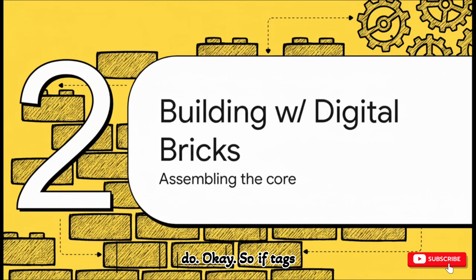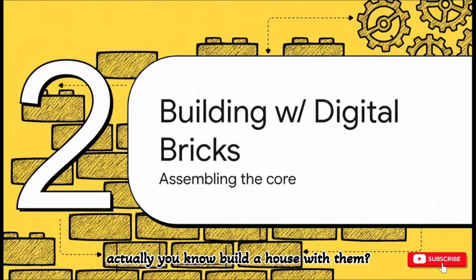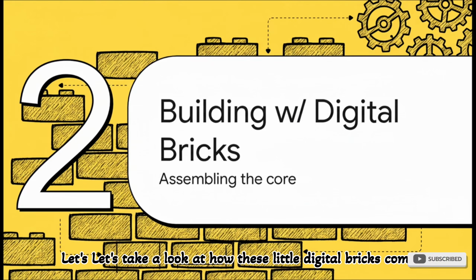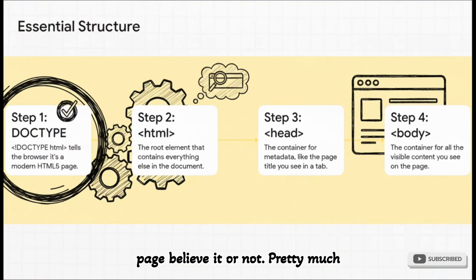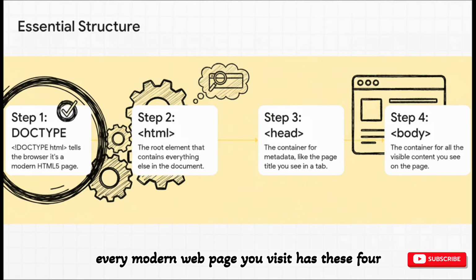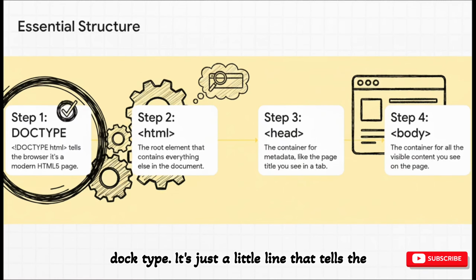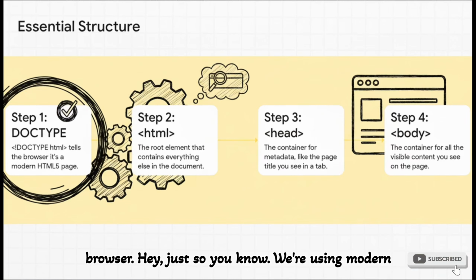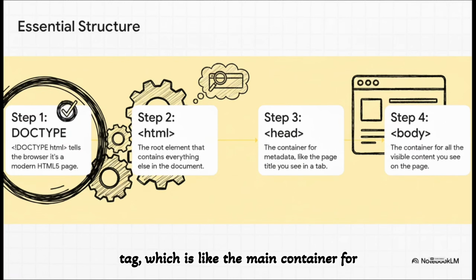Okay, so if tags are the individual bricks, how do you actually build a house with them? Let's take a look at how these little digital bricks come together to create the core of a web page. Believe it or not, pretty much every modern web page you visit has these 4 essential parts. First up, you've got the doctype. It's just a little line that tells the browser, hey, just so you know, we're using modern HTML here.